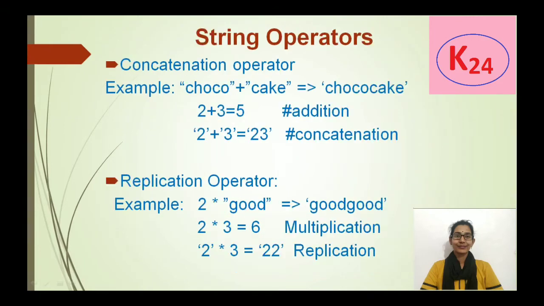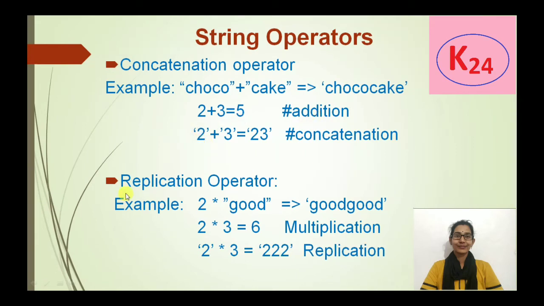Now for strings we can use many types of operators. Firstly, we use the concatenation operator. For this we use the plus sign with strings. It will add the second string to the first string, and it is different from addition because in addition we use two integer numbers.